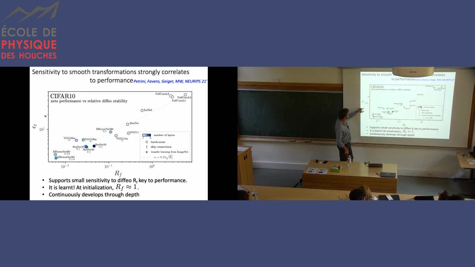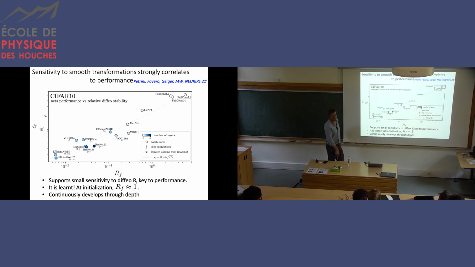What you have is a log-log plot. On the y-axis is the performance of those networks, the test error, so the best networks are low there. And on the x-axis is the sensitivity to smooth transformations. That's what I call RF. If you're over there, it means that you're very sensitive. In our units, if RF is 1, it means that you're equivalently sensitive to smooth deformations or to a random direction, which would be the Lipschitz constant.